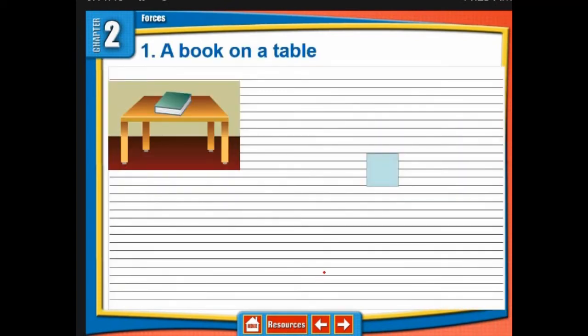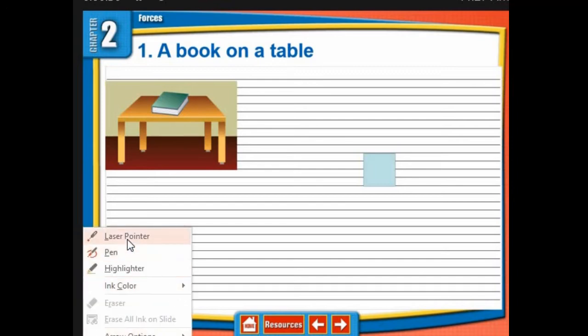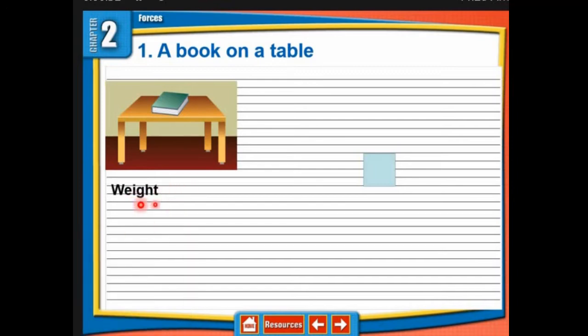So let's have this situation here. Again, how to draw a free body diagram: a book on a table. We already identified the different forces acting on this book. We have the weight and we have the normal force. You have to draw first the weight, from the center up to this point. That's your weight.